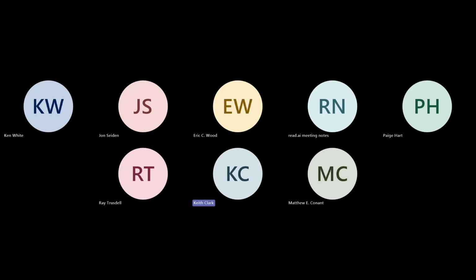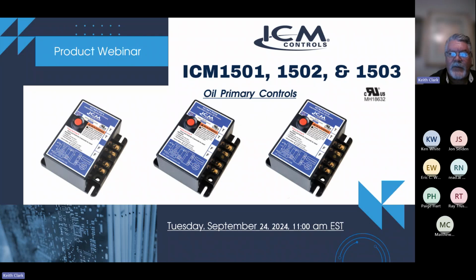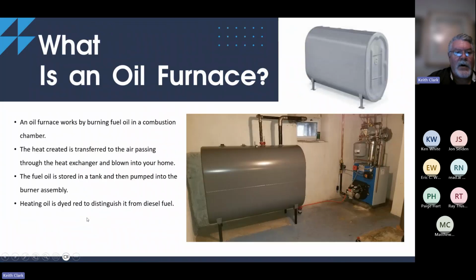Webinar. Today we're going to talk about oil primary controls, and these are our ICM 1501, 1502, and 1503. Probably a good way to start is where are these things used and what is an oil furnace? So an oil furnace works by burning fuel oil in a combustion chamber. The heat created is transferred to the air passing through the heat exchanger and blown into your home.